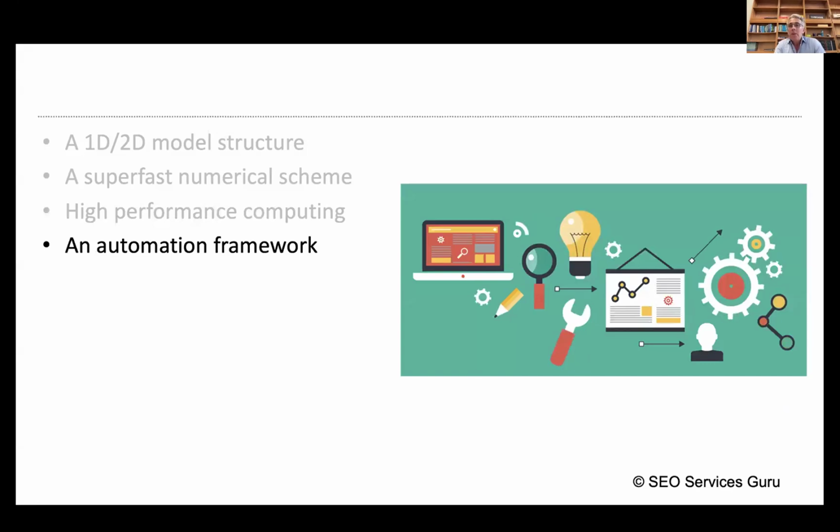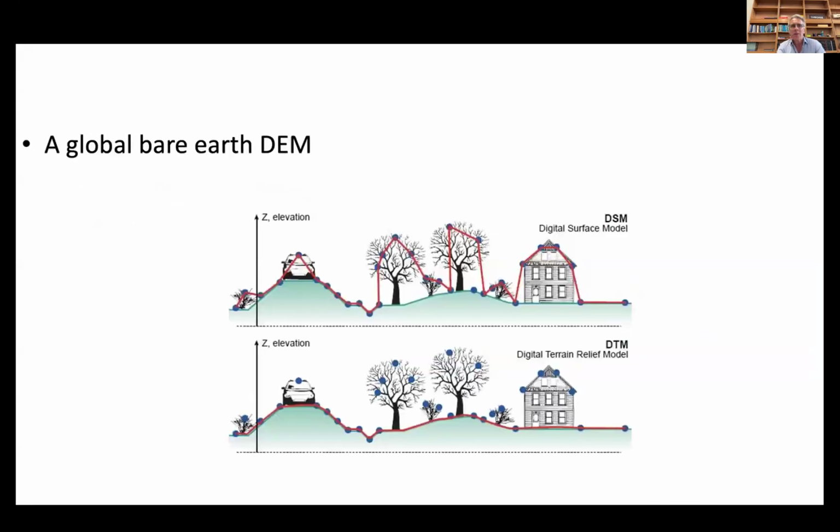You're going to need an automation framework because clearly you're not going to be able to model each individual reach as a bespoke practice and do that individually. So you need to automate all the things that a trained engineer would normally do. And then you're going to need some really key data sets. For flooding, the most important thing that we can provide is the digital elevation model. And here what we really need is the bare earth digital elevation model, which you could also call the digital terrain model, or DTM. That's because water does not flow over the top of trees or over the top of buildings. It flows underneath or around them.